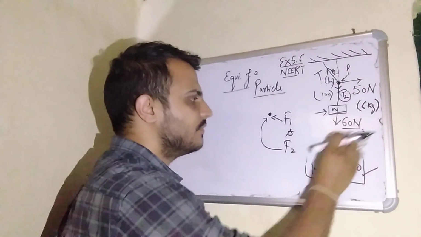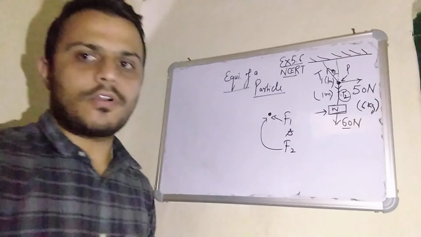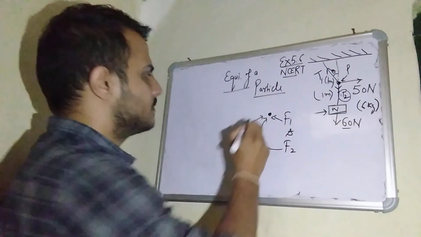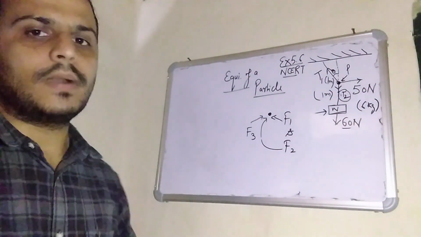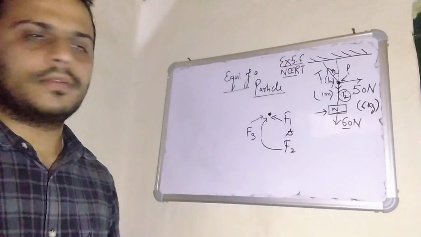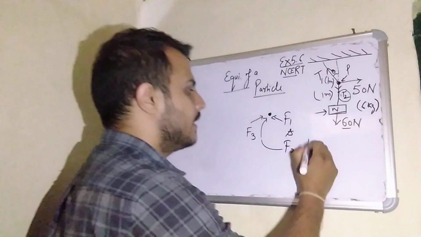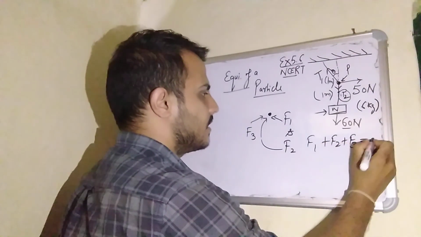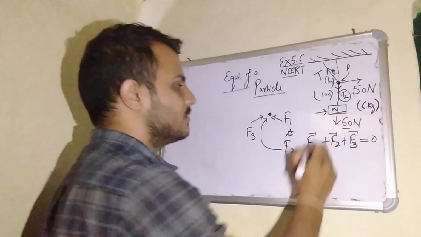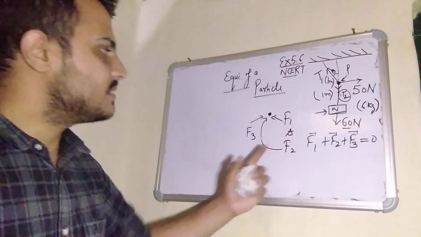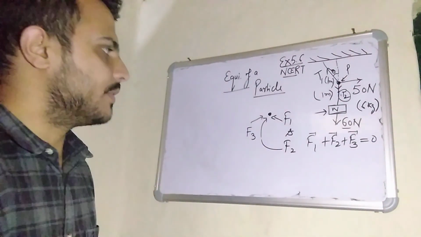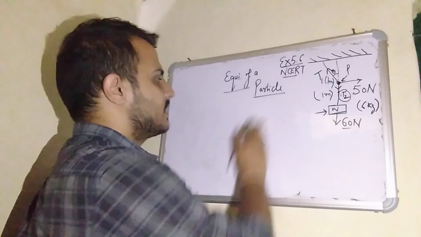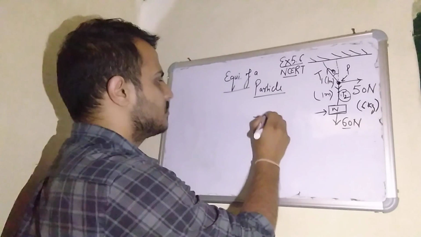Now if we have three forces involved, what can be the case? This is very simple. We have another force F3 acting on this particle. What is the condition for the particle to be in equilibrium? Very simple: F1 plus F2 plus F3 is equal to 0. If the sum of all these forces is equal to 0, then you can say that this particle is in equilibrium. And in vector sense, for three forces it looks like this, and for two forces it looks like this.